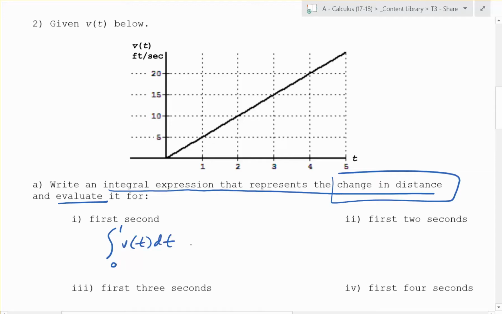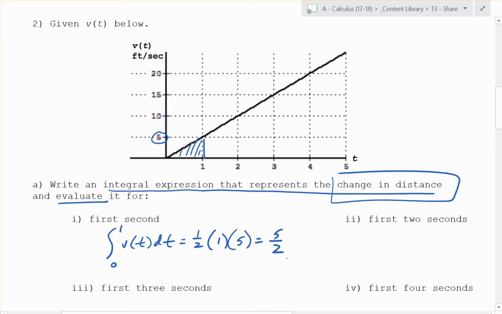And what does that represent? That represents the area under the, quote, curve. In this case, it's a straight line, but we can call it a curve, from 0 to 1. So in this case, it's this area right there. So that's going to be the area of a triangle, and in this case, it's going to be 1/2. The base width is 1, and the height is 5. So 1/2 base times height is 5/2.